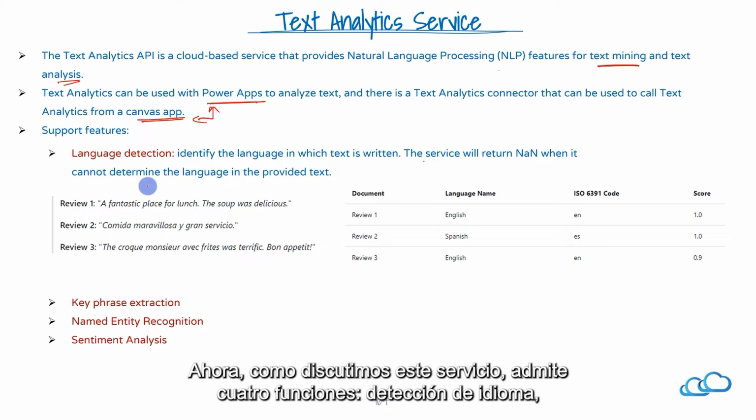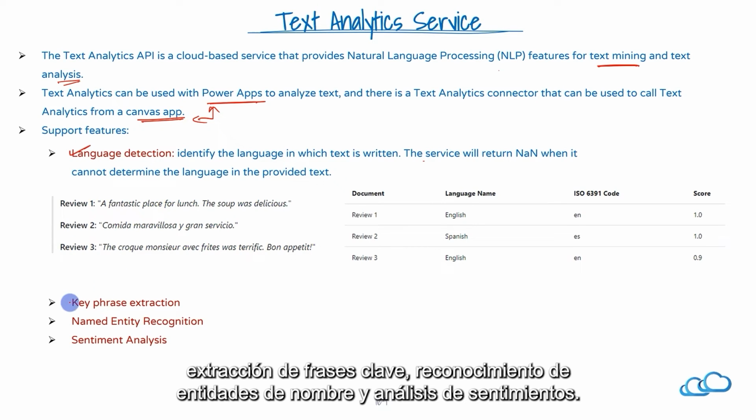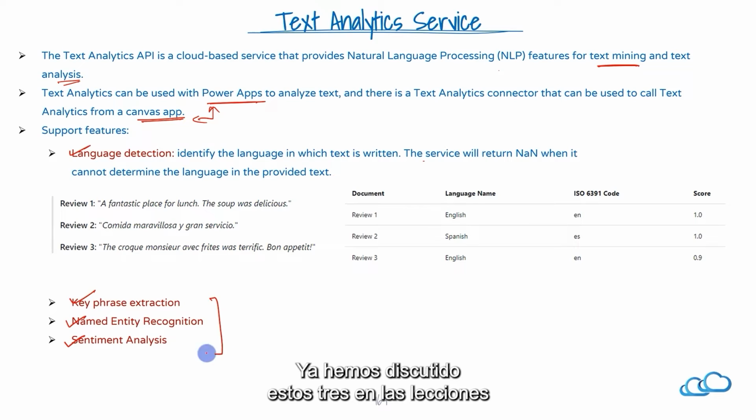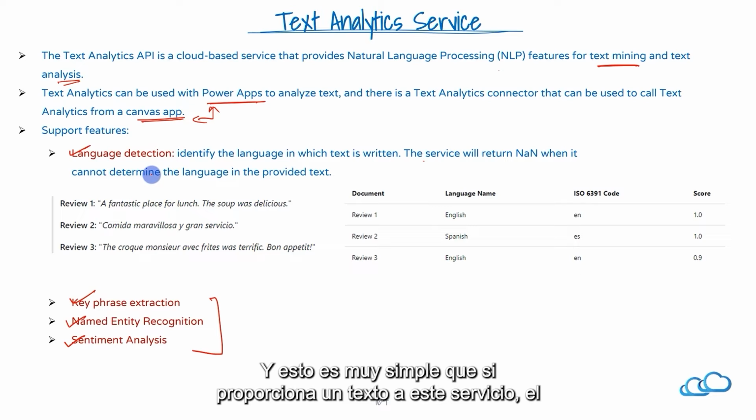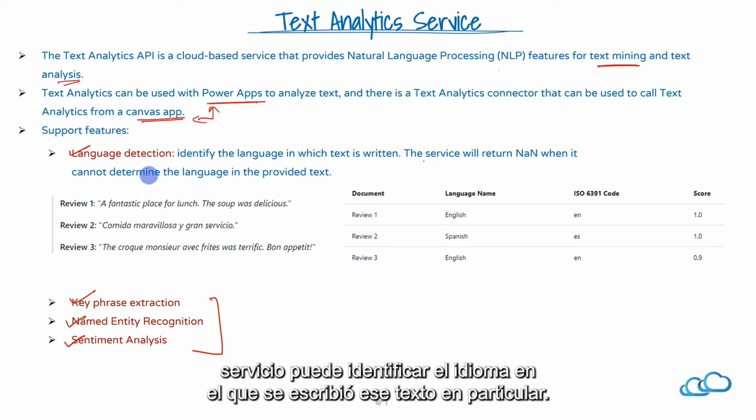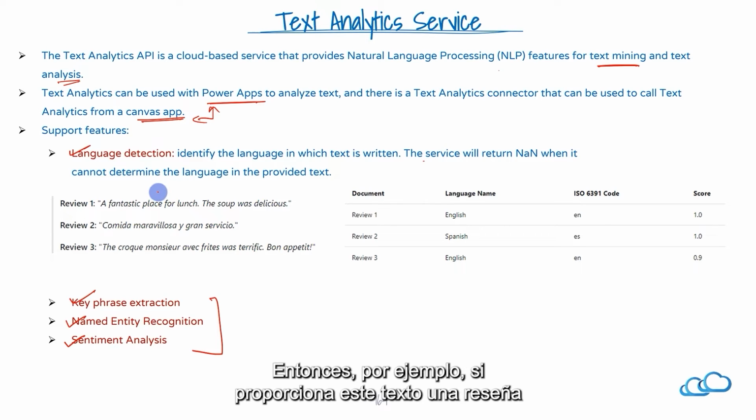Now, as we discussed, this service supports four features: language detection, key phrase extraction, named entity recognition, and sentiment analysis. We have already discussed three of these in the previous lessons when we were discussing features of NLP. Language detection is another feature supported by this service. It is very simple: if you provide a text, the service can identify the language in which that particular text was written.